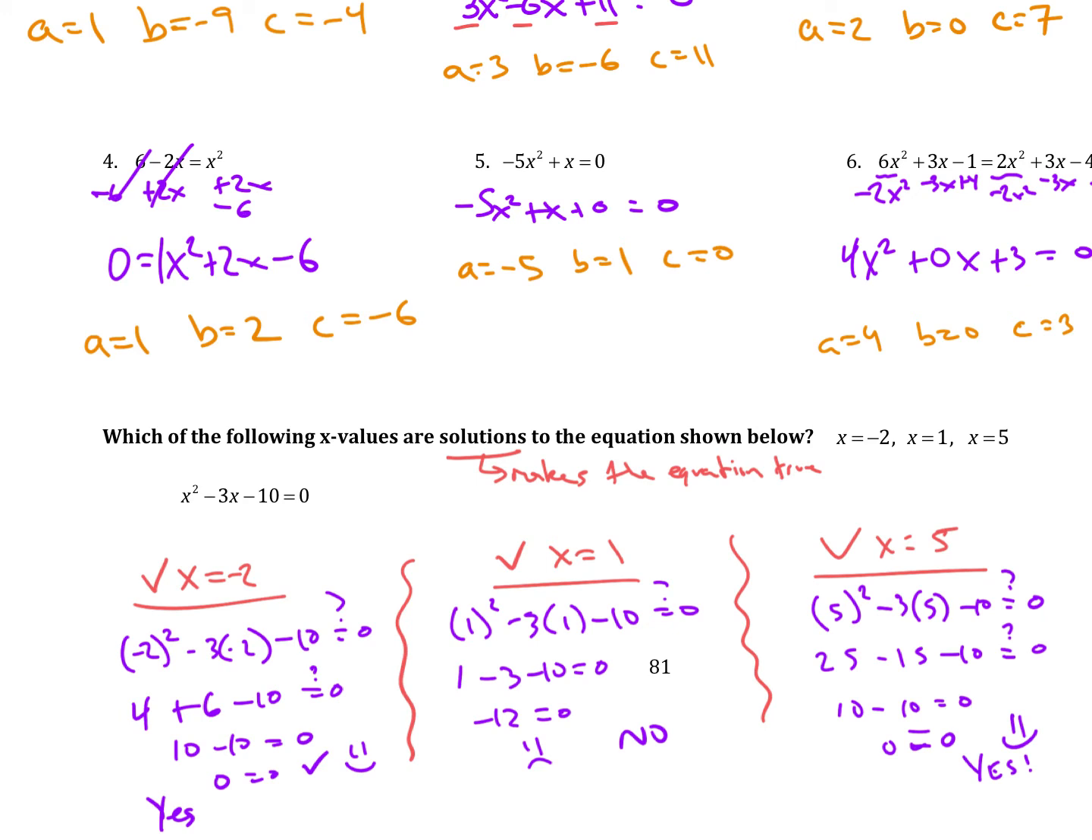All right, see how you did. Did you get no for x equals 1? It is not a solution because it's false. Negative 12 is not 0. But then when we plug in 5, 5 squared minus 3 times 5 minus 10, does that equal 0? It works out that it does. 10 minus 10, 0 equals 0. So I get 2 solutions here. There are 2 values of x that make this equation true.